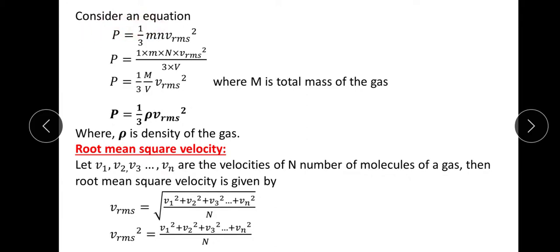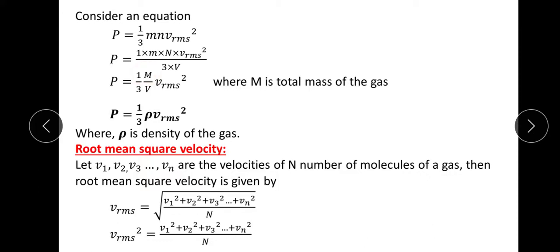So if I consider the same equation, P is equal to 1 by 3 mnV RMS square. In this equation, if you replace this n, the number density of molecules, as N by V, we get 1 by 3 into m N by V. Here m is the mass of a single molecule and N is the total number of molecules. If you multiply these two, you will get the total mass of the gas. So m into N gives us M, and V RMS square is kept as it is.